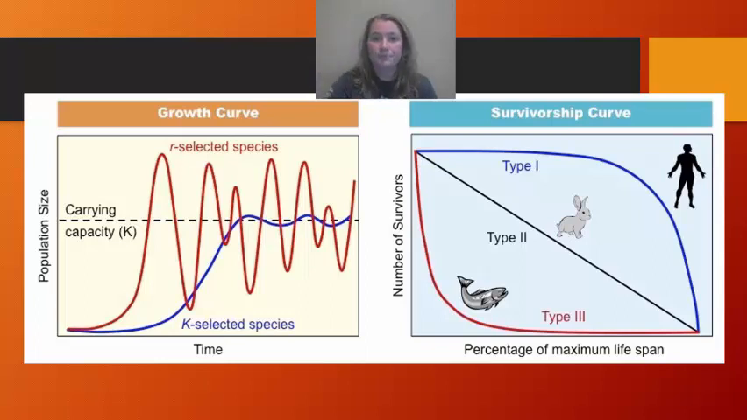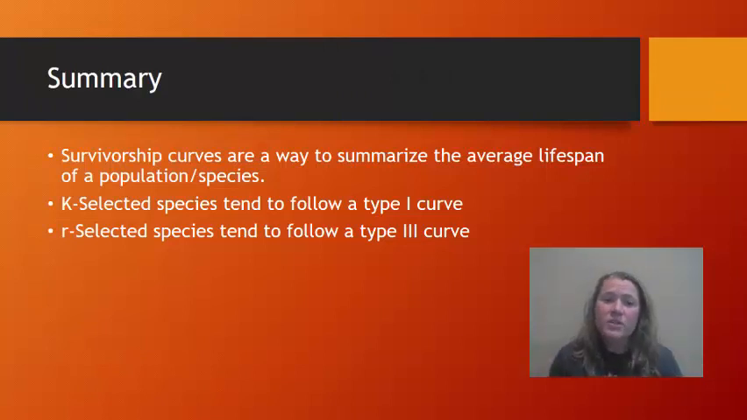So in summary, survivorship curves are a way to summarize the average lifespan of a population or species. Now I want to remind you that a species does not typically fall into neat little categories. A species might not be exactly at a type 1 survivorship curve, even though they live a pretty long time. So you might see some variation in this. Also remember, K-selected species tend to follow that type 1 curve, whereas R-selected tend to follow the type 3 curve.